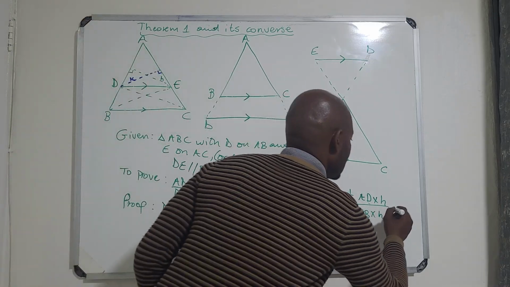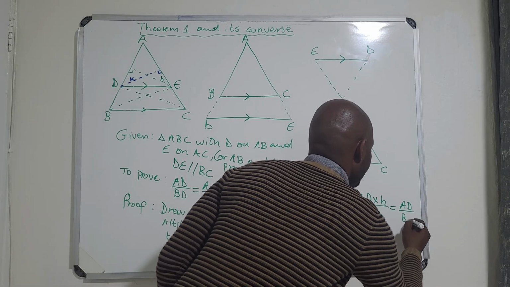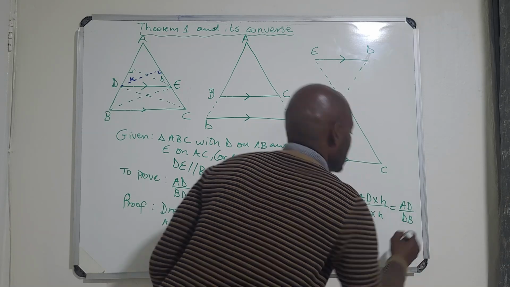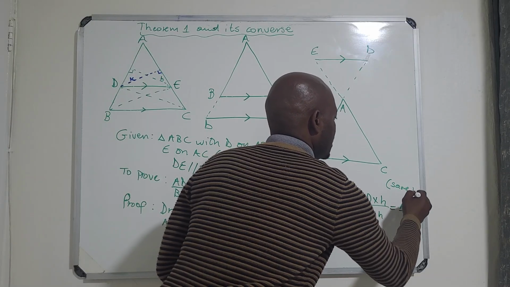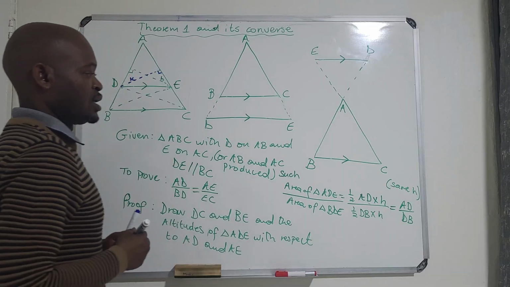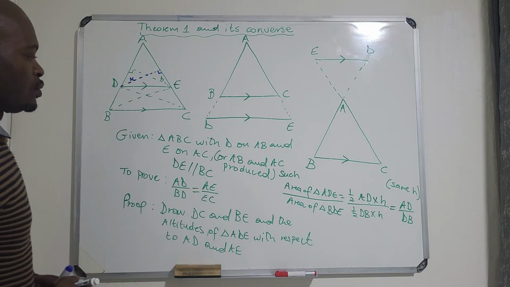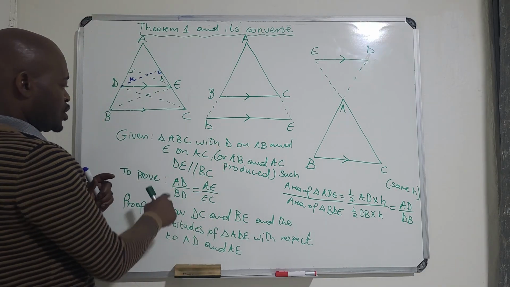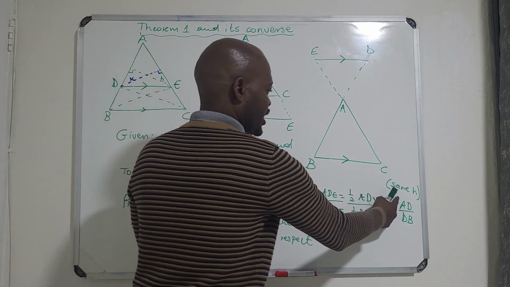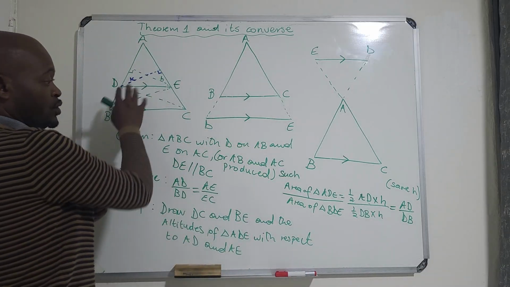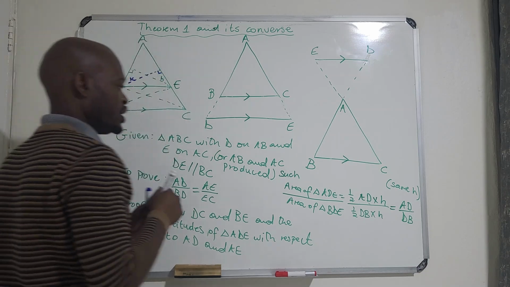Now, obviously, this is equal to AD over DB. Why is that? They've got the same height. Don't forget, triangles with the same height have areas in proportion to their bases. Because we are told to find AD over BD, we already have our AD over BD using the area.